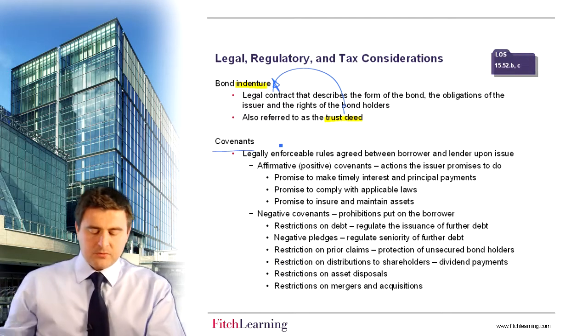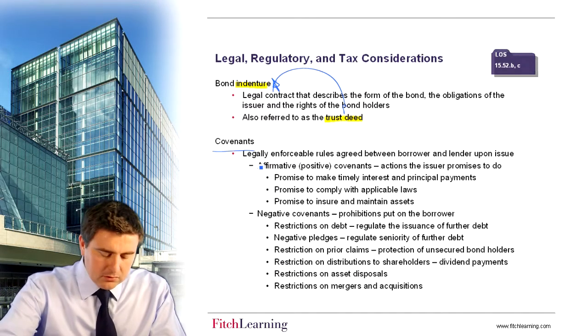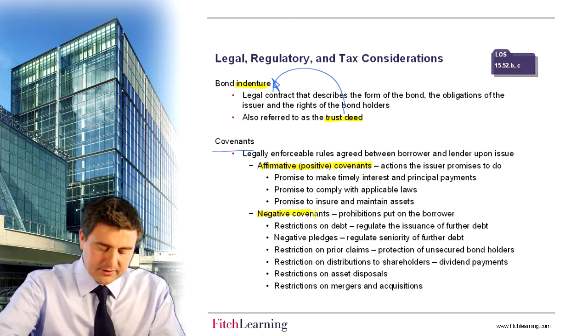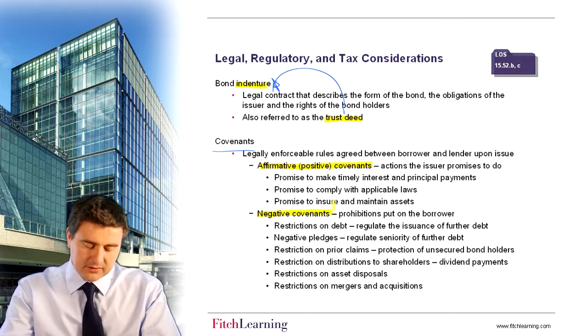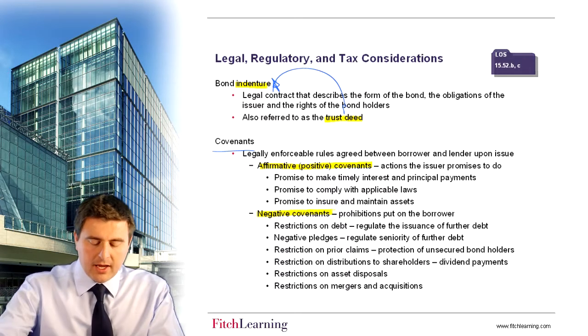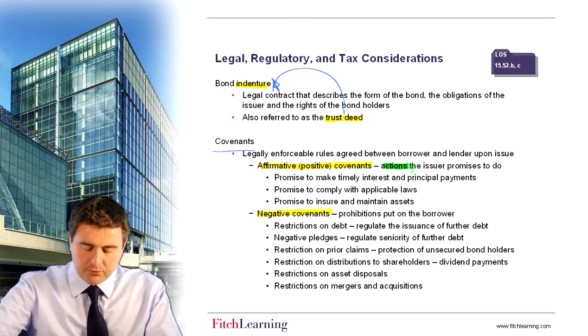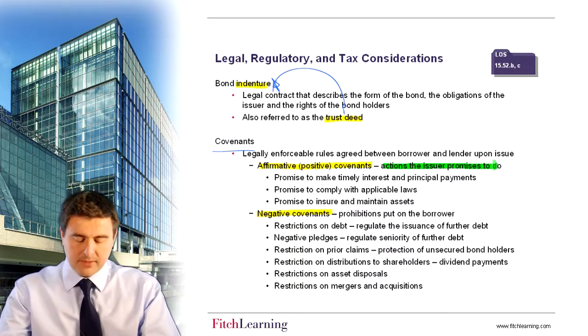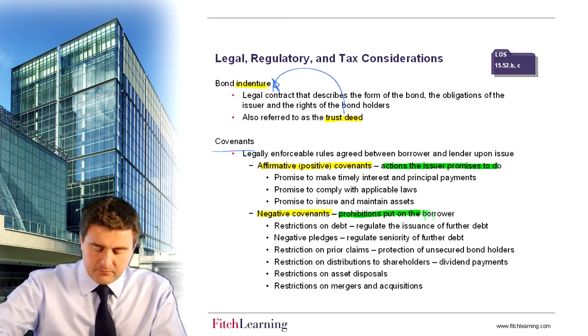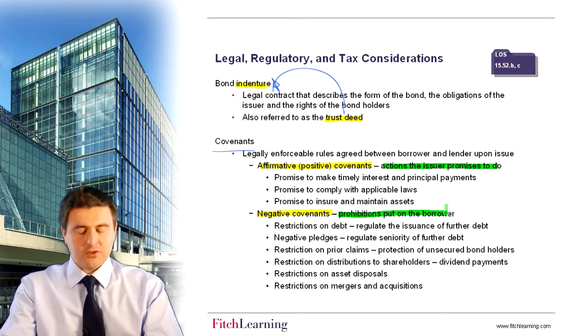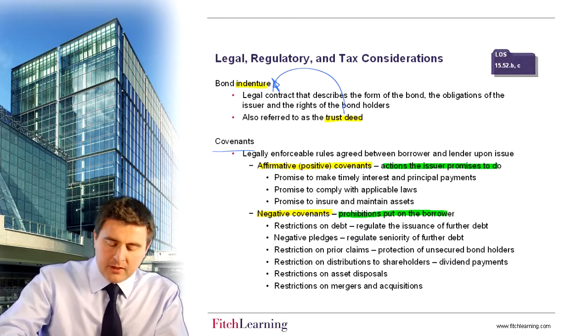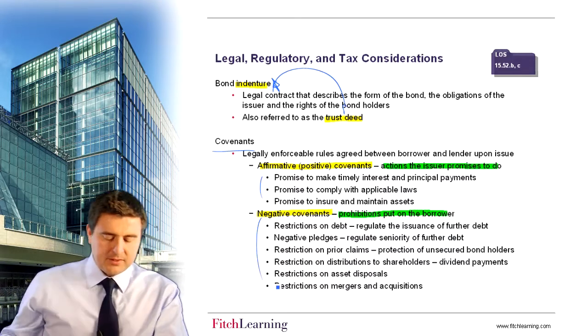The covenants will specify what we call affirmative or positive covenants. They will also express what we call negative covenants. So affirmative covenants are actions that the issuer promises to do or to make. Negative covenants are restrictions, prohibitions put on the borrower. So again, know the difference between affirmative and negative.